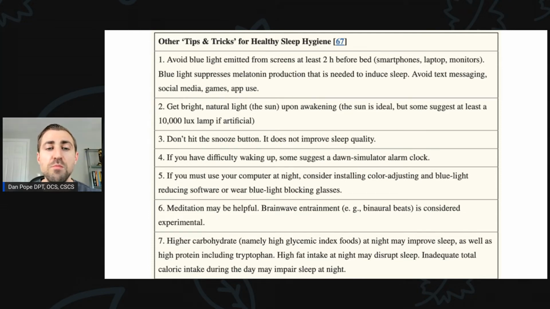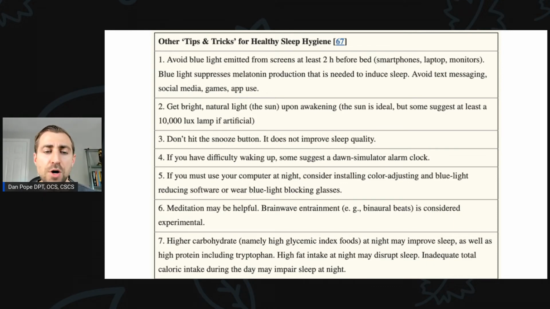Number 5, if you must use your computer at night, consider installing color adjusting and blue light reducing software or wear blue light blocking glasses. And we kind of discussed this previously. Number 6, meditation may be helpful. Brainwave entrainment, example, binaural beats, is considered experimental. I personally don't know anything about that. What I will say is that meditation can be nice and relaxing. It's a good way to try to calm yourself down at the end of the night. So definitely worth a shot.